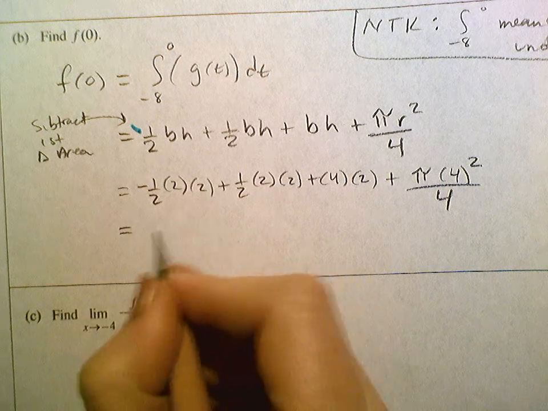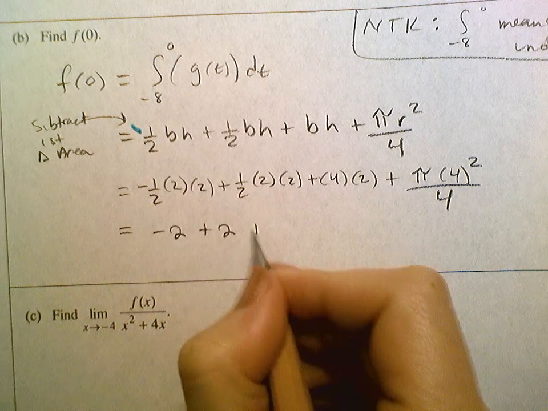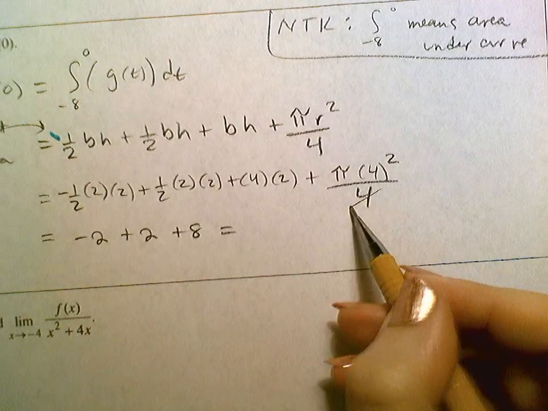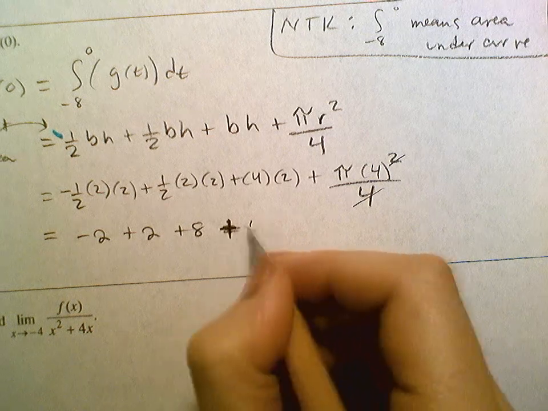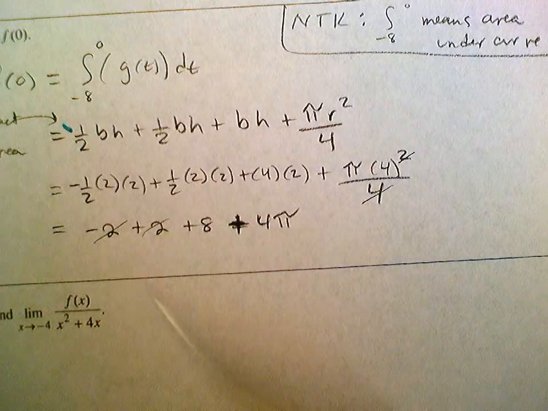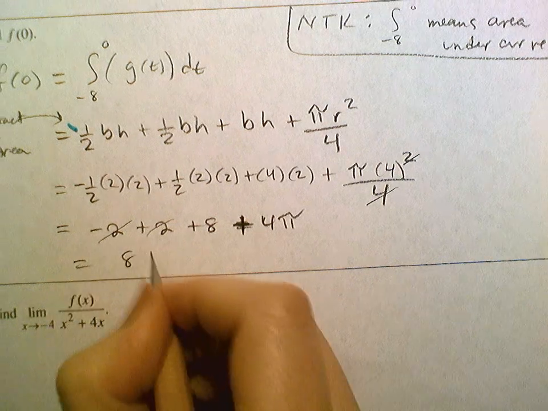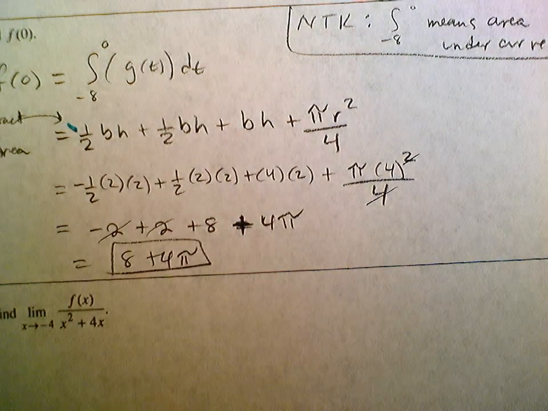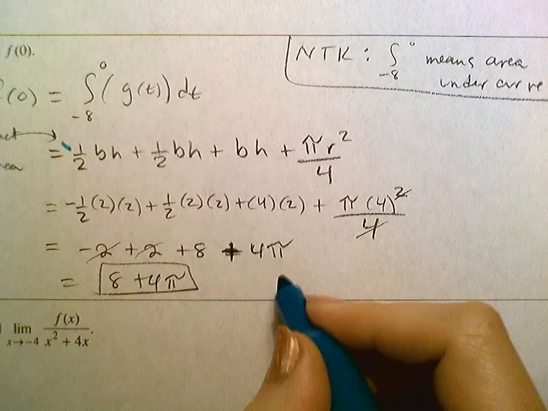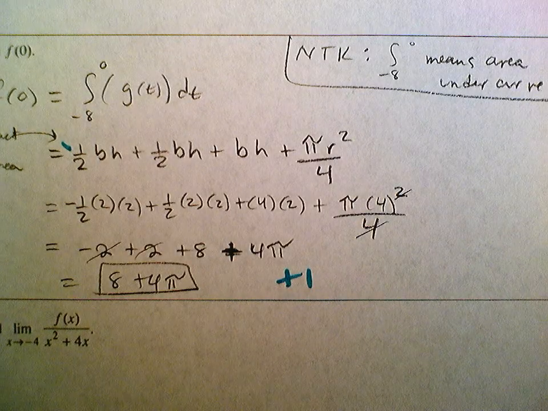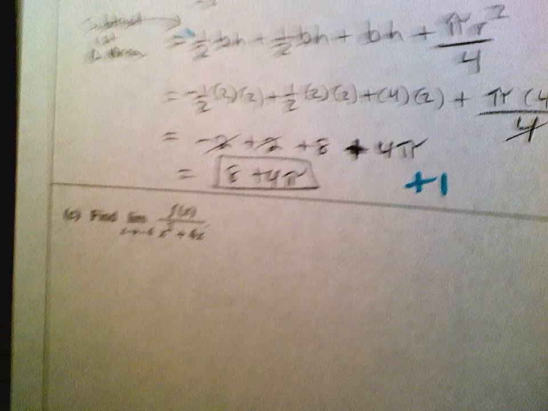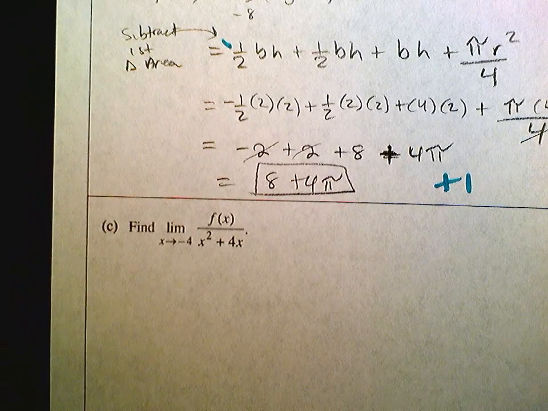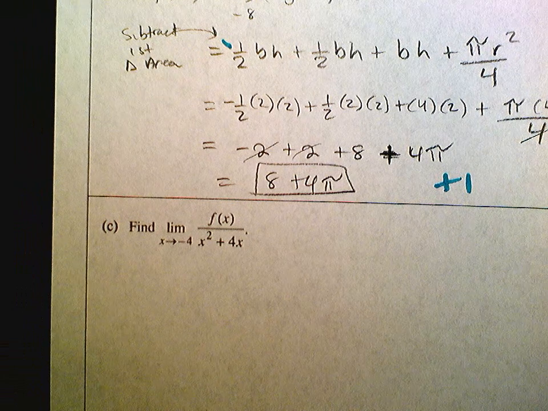So we end up here getting -2 plus 2 plus 8, plus 4 pi. Those cancel. So you end up with 8 plus 4 pi. And I'm sorry to say that's just 1 point. They give you 1 point for the answer. So right now you're up to 4 points, guys, because you could absolutely do these problems. So right there you got 4 out of the 9 points, which is a huge deal.